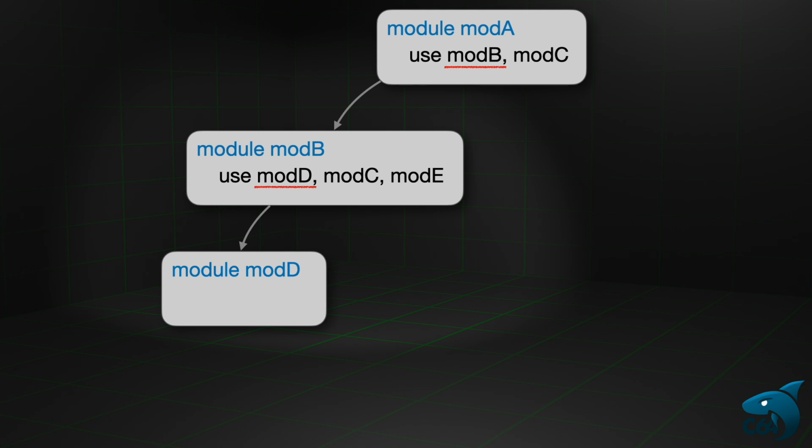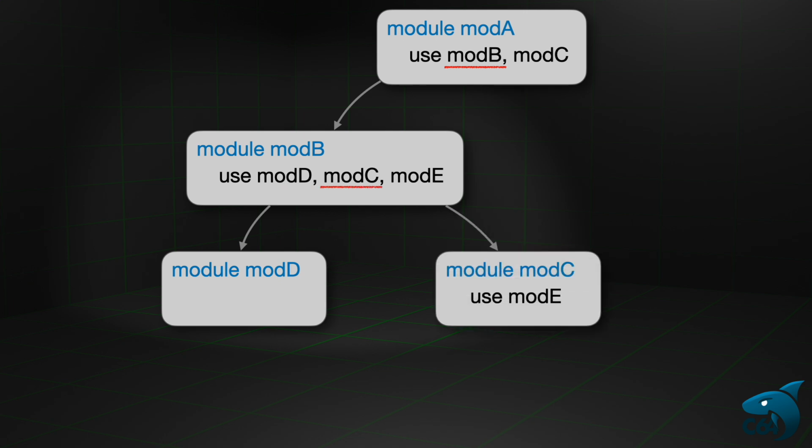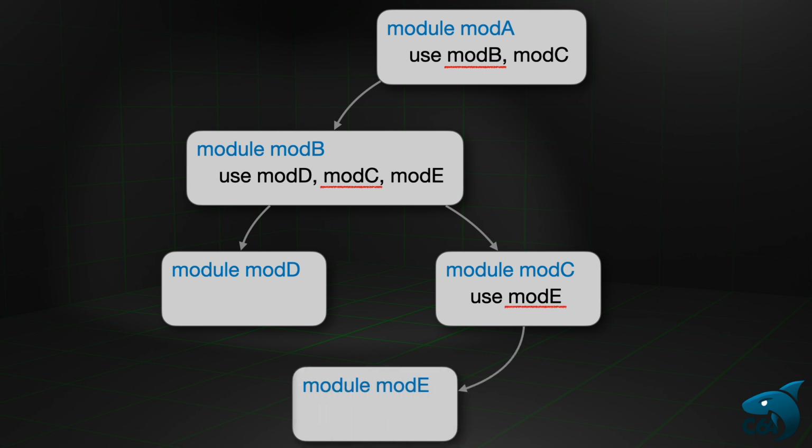Suppose that the module D has no other module inclusions. Then the module inclusion continues with the module B. Now suppose that the module C includes yet another module. Then that module is read next. Let's assume that the module E includes no other modules. Then the module inclusion backtracks all the way back to the module B. Now it tries to include the last module mentioned in the module B.